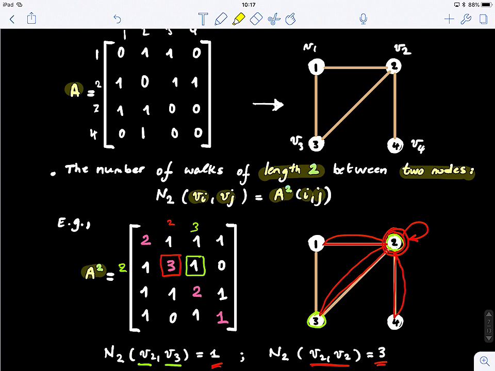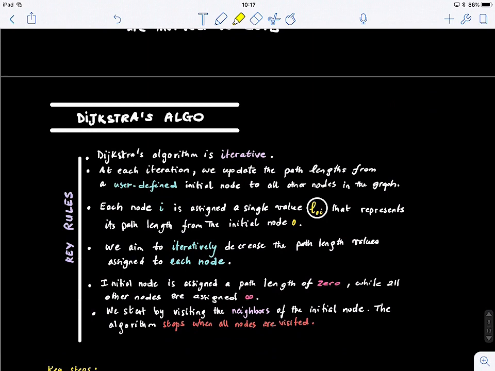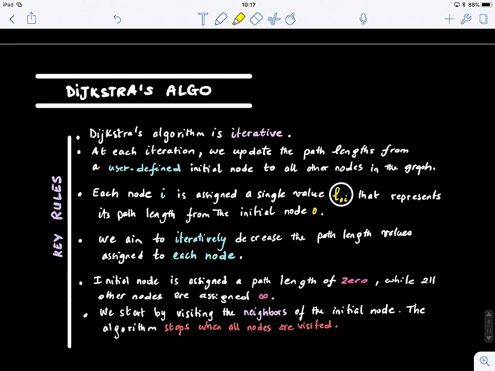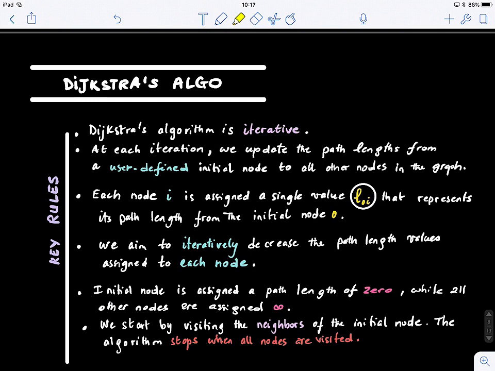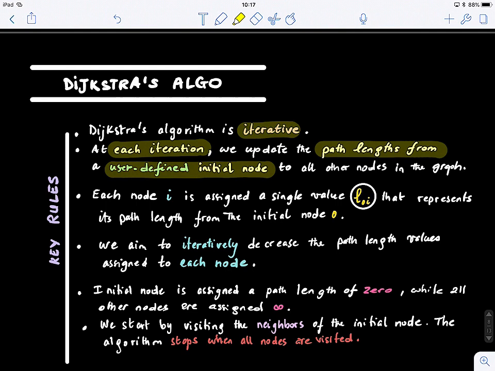Now, if you have weighted or directed graphs, how do we generalize? Then we have Dijkstra. Here, let me explain the key ideas, the key rules in the algorithm, and then we're going to have two demos. If you understand these two demos, you'll get everything about the algorithm. So let's go step by step. First, the Dijkstra algorithm is iterative. At each iteration, we update the path lengths from a user-defined initial node. We define an initial node, and then we try to get to all other nodes in a graph. As we visit these nodes, we update their path lengths.